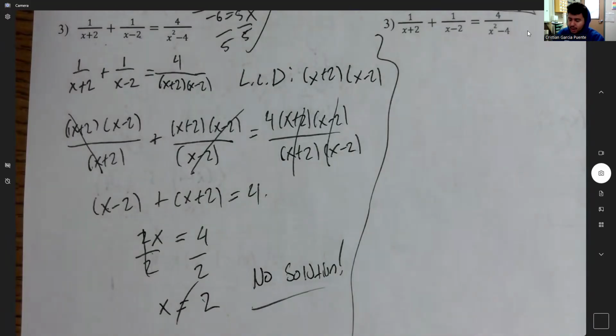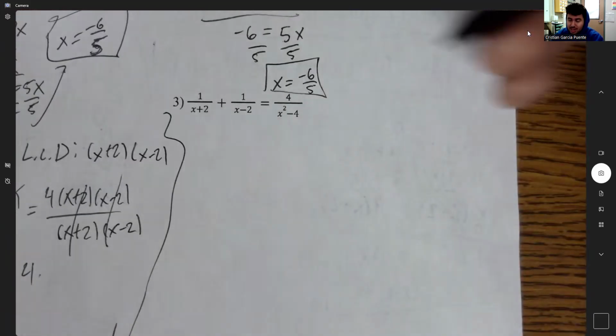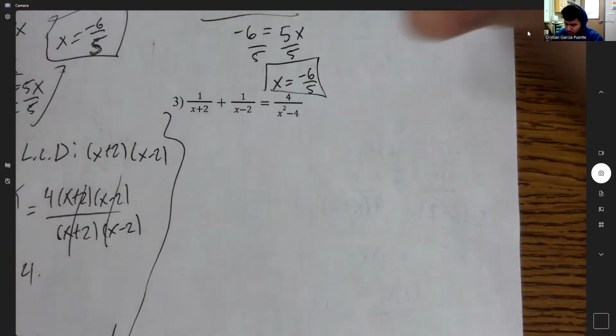So this is why I don't really like the LCD method as much. The way that I would prefer is the butterfly method. And you'll see right now how much easier it is. The butterfly method with 3 things like this is a little bit trickier. So the way you would do it is like this.